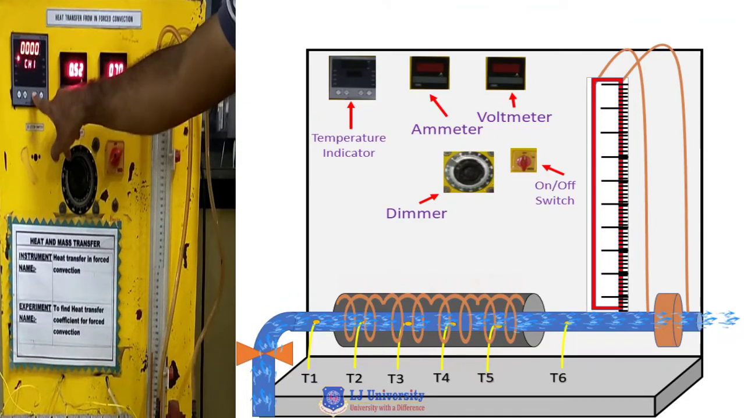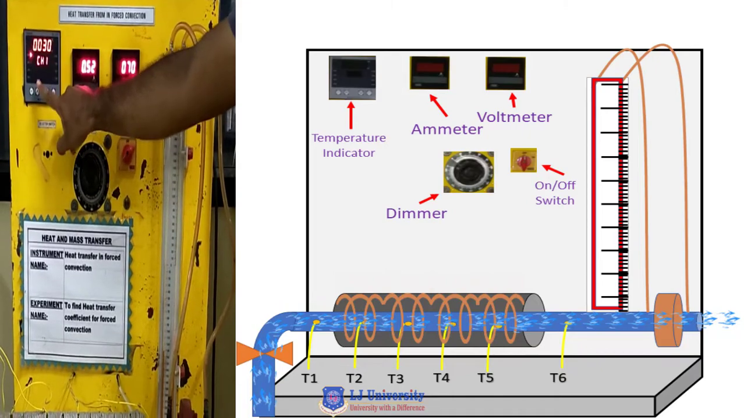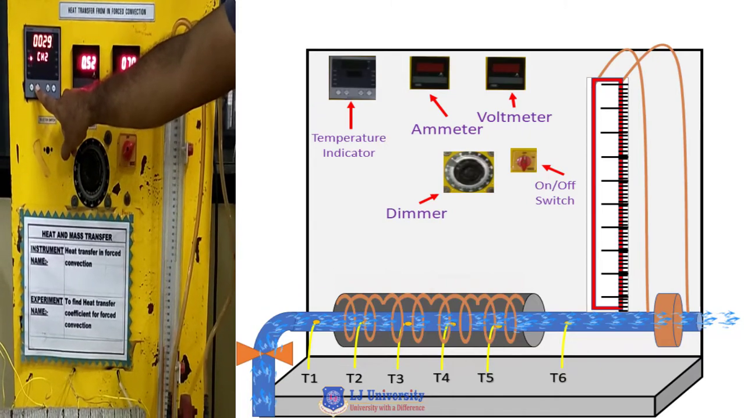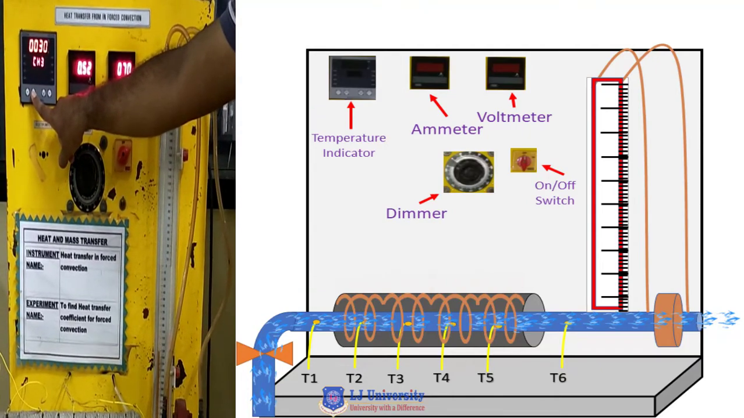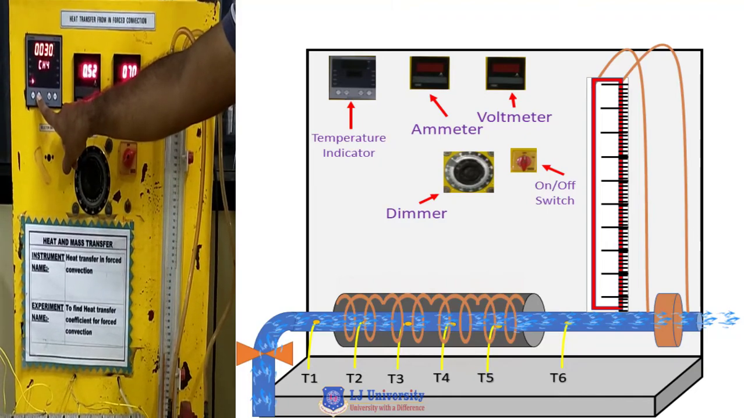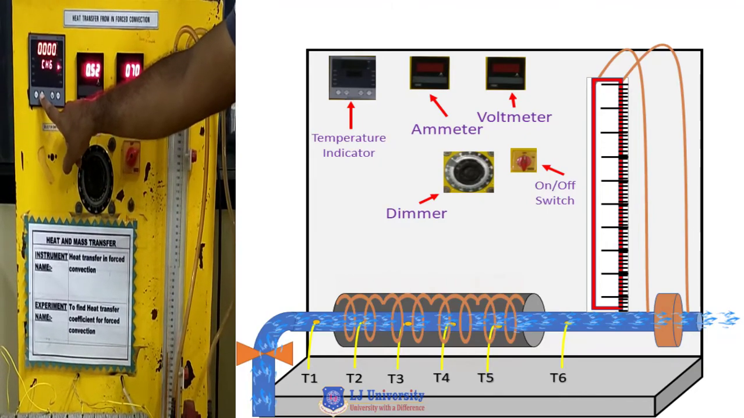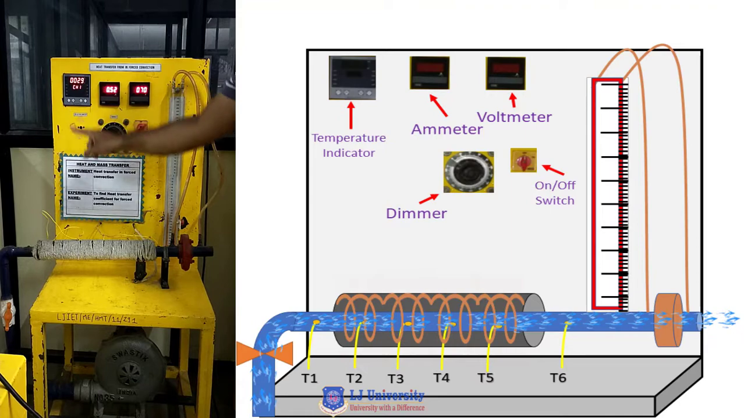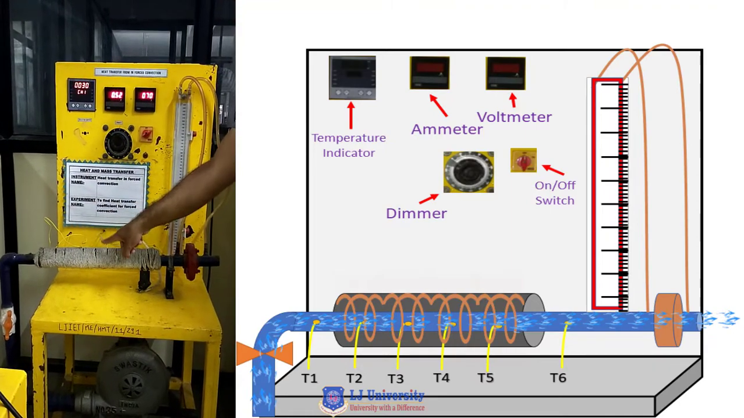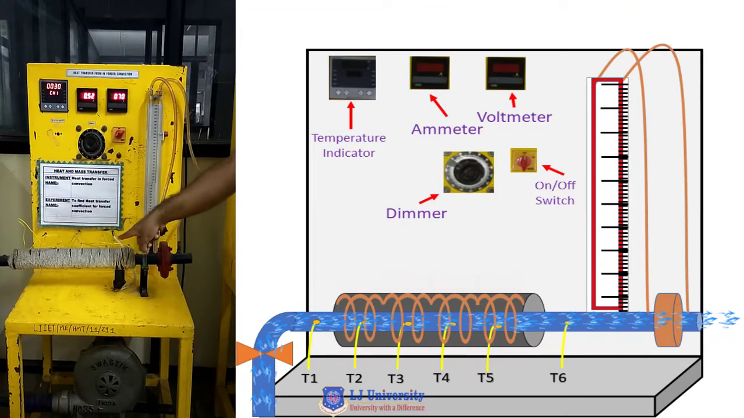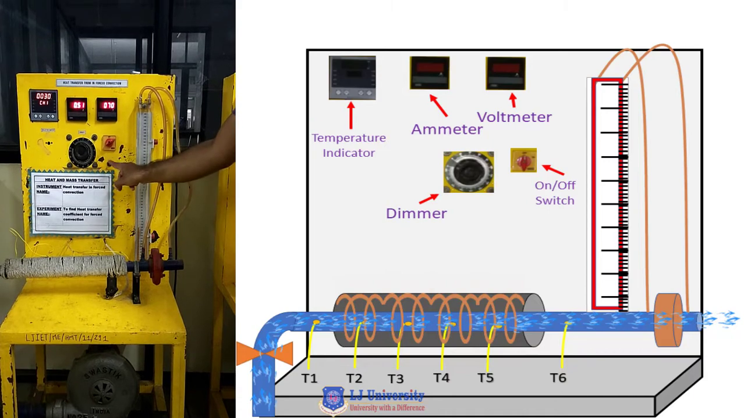This is the temperature indicator, which shows the temperature of all the 6 channels. This is channel 1, channel 2, channel 3, channel 4, channel 5 and channel 6. Initially all the channels show the same temperature because we have just given heat input. These are all the thermocouples.